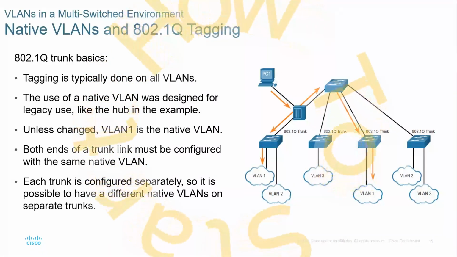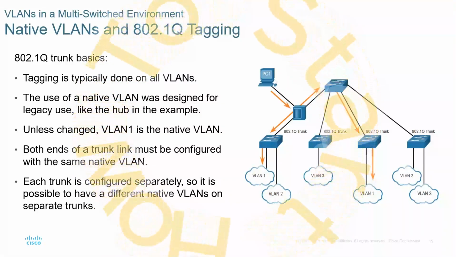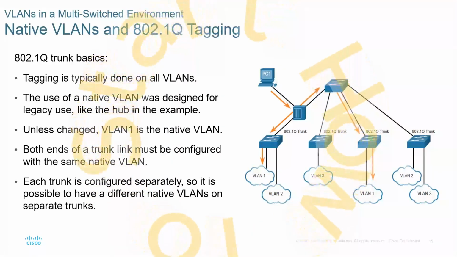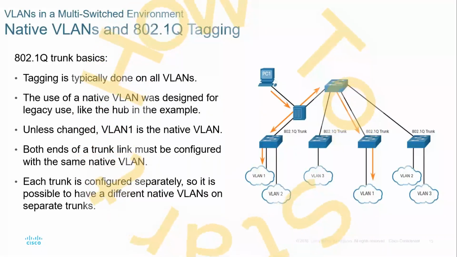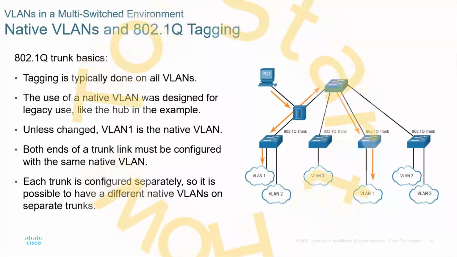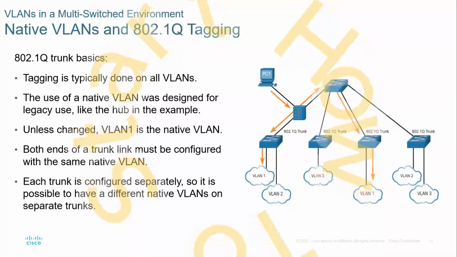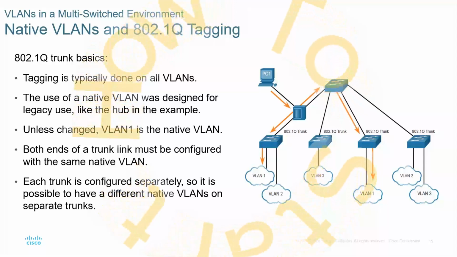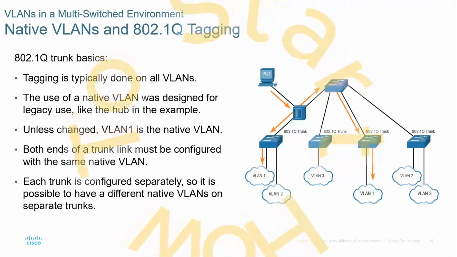Both ends of the trunk must be configured with the same native VLAN. So one can be VLAN 1 and one could be VLAN 2, but it won't work. The trunk will not actually function if they are separate VLANs. So they both have to have the same native VLAN. Each trunk is configured separately, so it is possible to have a different native VLAN on one or both sides. So that's the issue: when you're configuring them, you actually have to plan out the management of how to set up the switches. It's not just done on the fly.